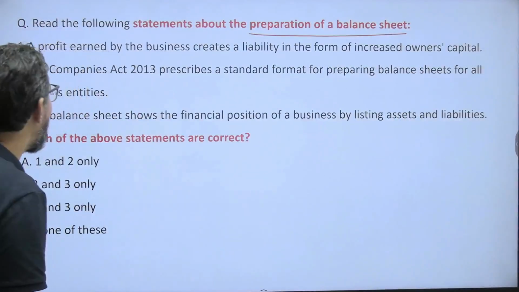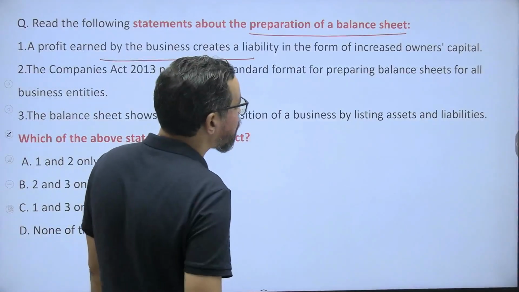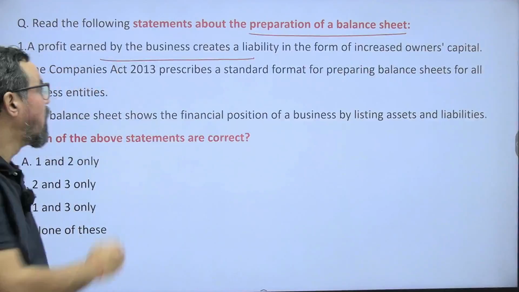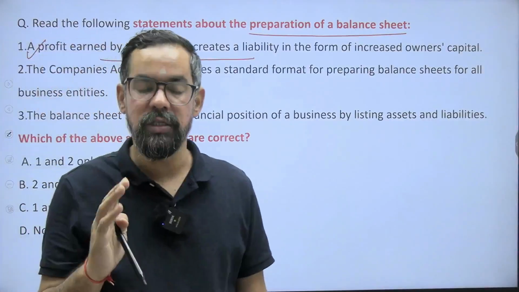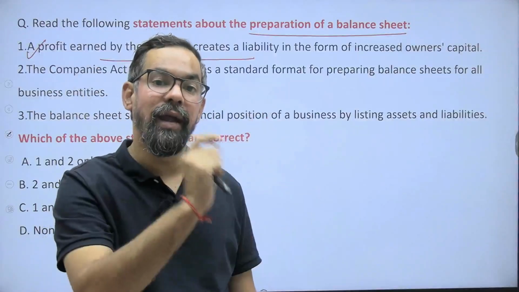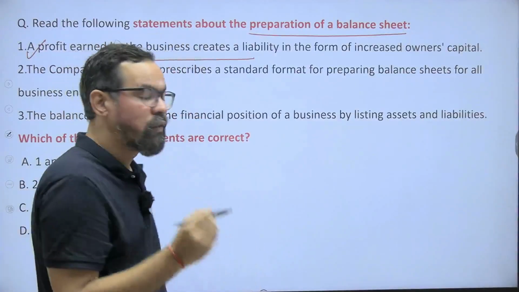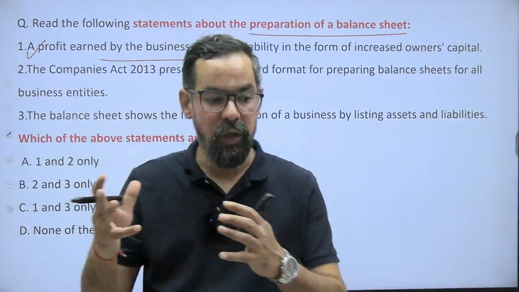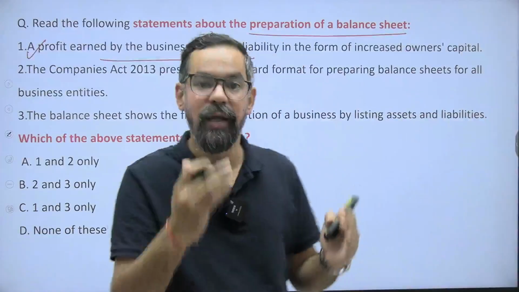A profit earned by a business creates a liability in the form of increased owner's capital. 100% true. So let's say in our business we make a profit of 5 crore rupees. That 5 crore rupees will get added to the capital contributions. Let's say during financial year 24-25 we made a profit of 5 crore rupees. While you move that profit from your profit and loss account to the balance sheet, which side will it come?